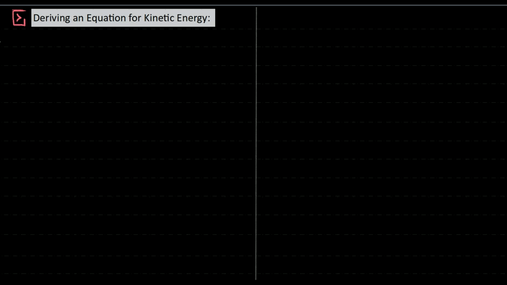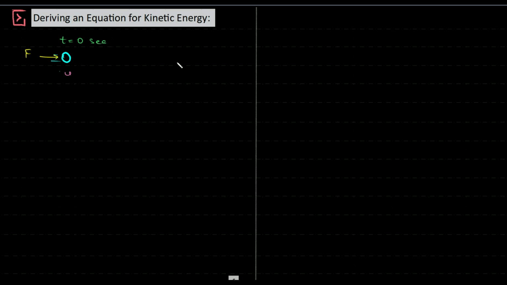Now let's derive an equation for kinetic energy. The whole thing is about movement, right? So we'll consider an object which is already moving with a velocity of u. After some time, we'll start applying a force of F, right? So this we'll consider as time t equal to 0 seconds.